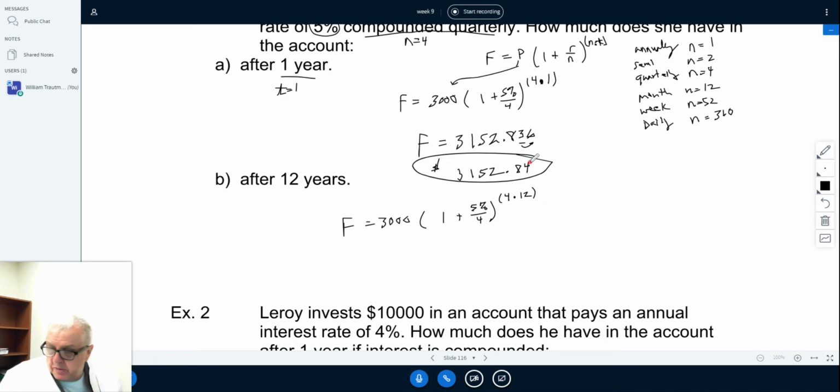So this is the formula, and I'm going to plug this into my calculator the same way I did last time. 3,000, parentheses, 1 plus a fraction.